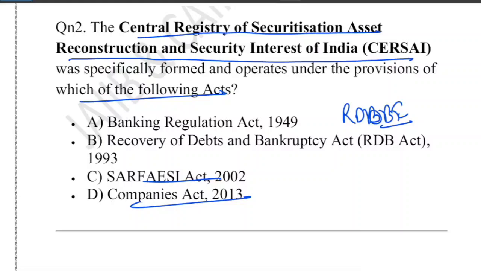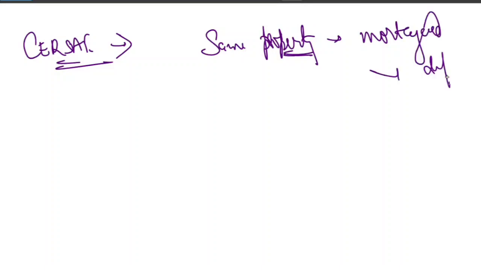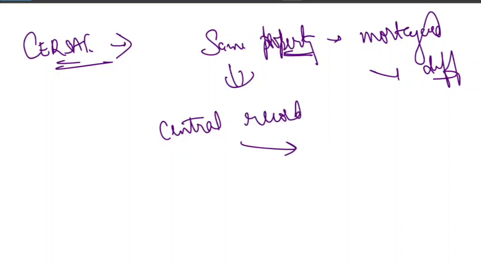Very good question. So first of all, let's go to the background of the question. Let's understand why this SARSAI was created. There was a major problem of the banks, that there was fraud going on. What kind of fraud? The same property was mortgaged by different banks, and it caused a fraud-like situation. That's why the government decided to create a central record where every mortgage will be registered.